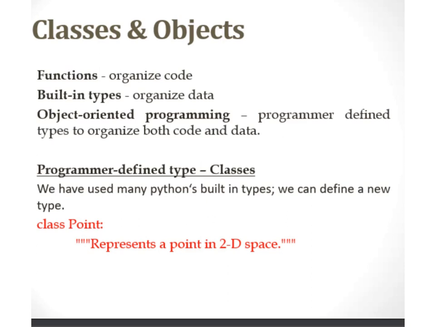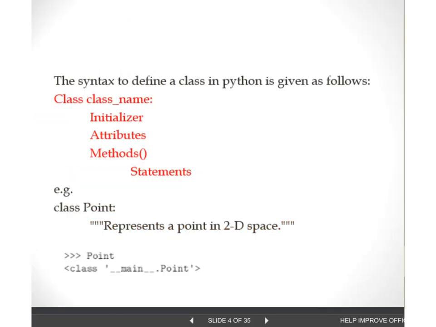So what are classes and objects? Functions can be written in different types, and you have a lot of functions. You have thousands of pages of functions, and you need to organize this code and organize the data. Object oriented programming defines types to organize both code and data. These types are called classes. For example, this is the syntax of a class. Class is followed by the class name and an initializer, attributes, methods and statements.